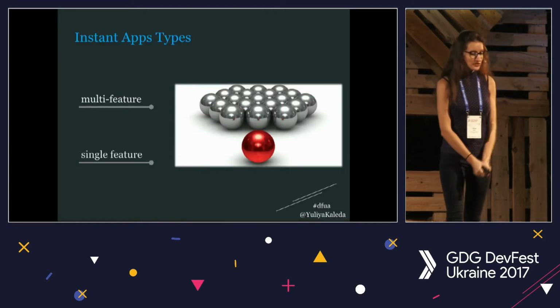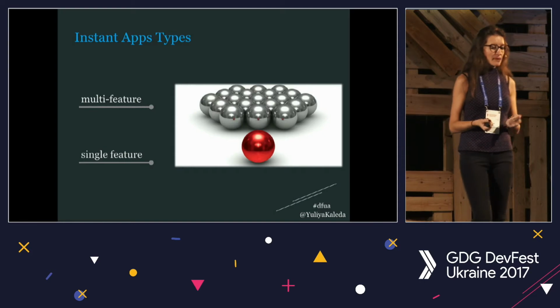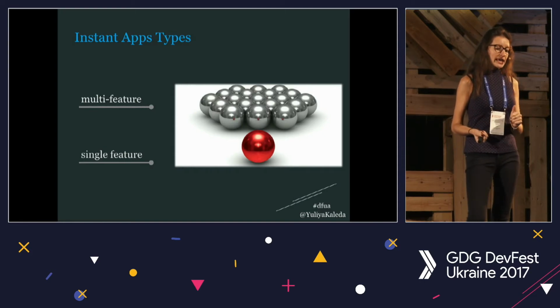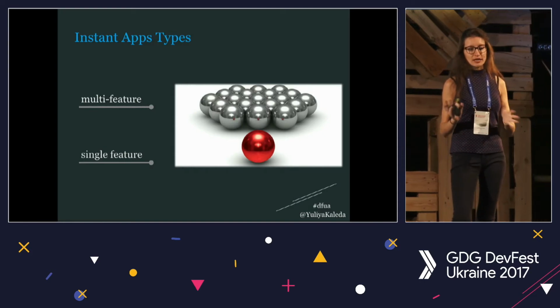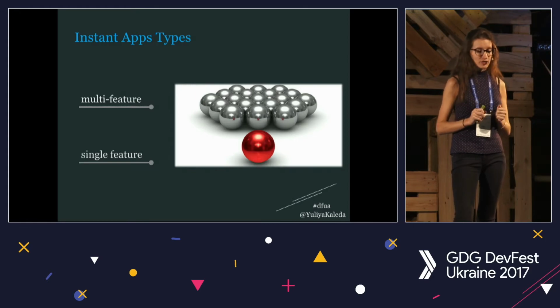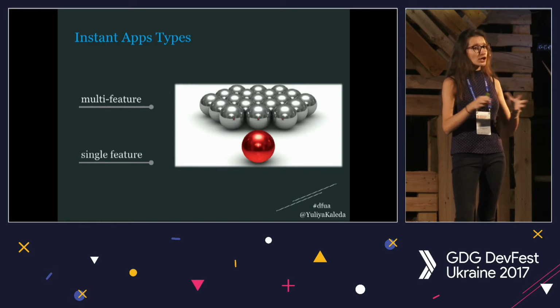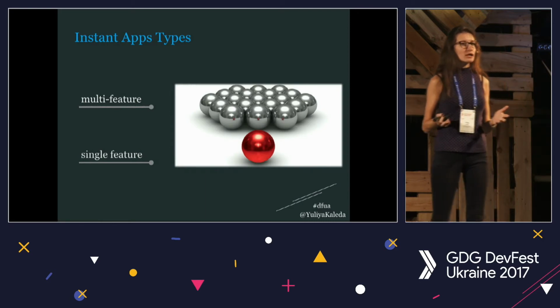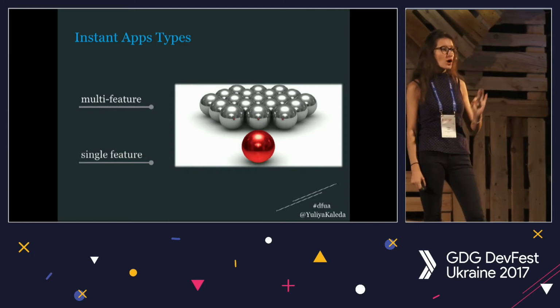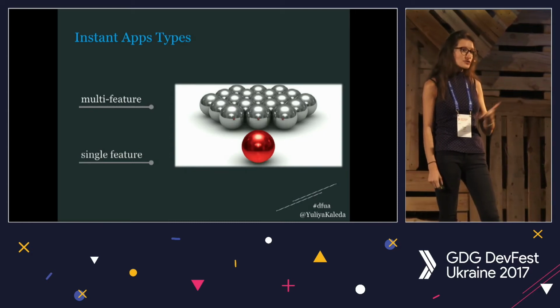So there are 2 types of instant apps. There is a multi-feature instant app and there is a single feature instant app. And as you can probably guess from the image and the names of the instant app types, a multi-feature instant app is focused on building independent smaller components that coexist next to each other. When we talk about single feature instant apps, they have just one building block that serves as the foundation of your application. So let's talk about each type in more detail and talk about benefits, advantages, and disadvantages.